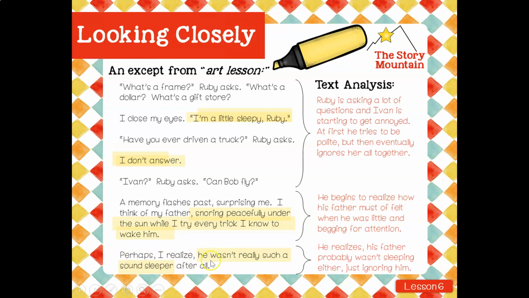And then right here, perhaps I realized he wasn't really such a sound sleeper after all. That hints towards maybe his father wasn't sleeping either, but just ignoring him. Have you ever just not answered somebody and pretended to be asleep, like if your parents wanted you to do something? That's what Ivan's thinking his dad did. He was just pretending he was asleep or playing possum, you might have heard it being called, and just ignoring. So we have to go back in our text and highlight that and explain with a text analysis what we really think is going on, or maybe how they feel. Like we analyzed how Ivan felt right here. He was probably feeling annoyed.